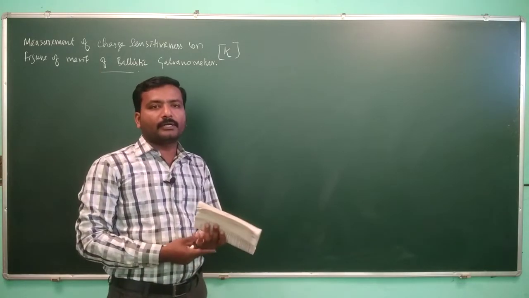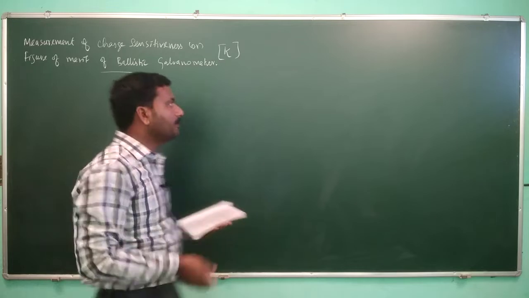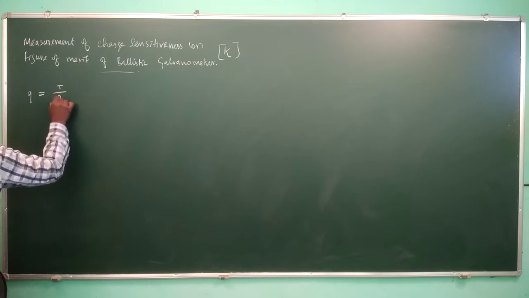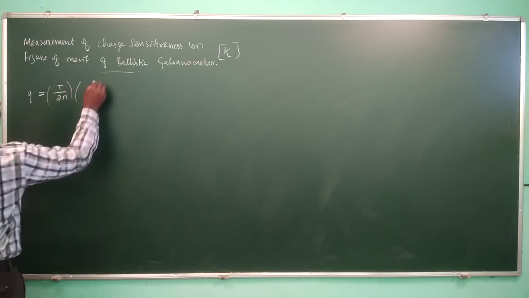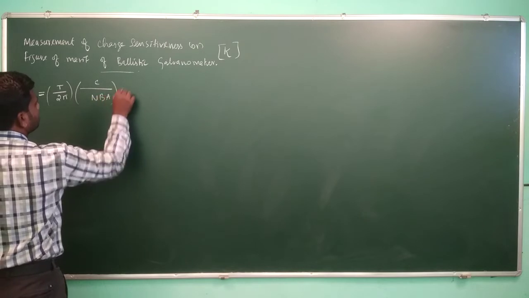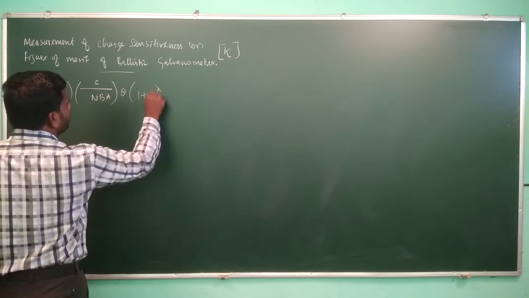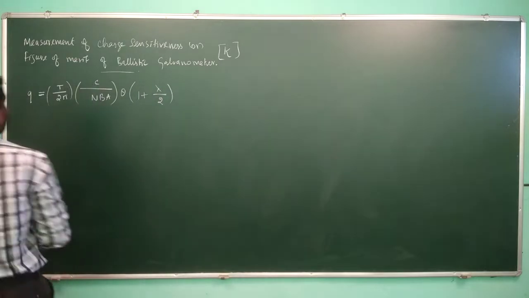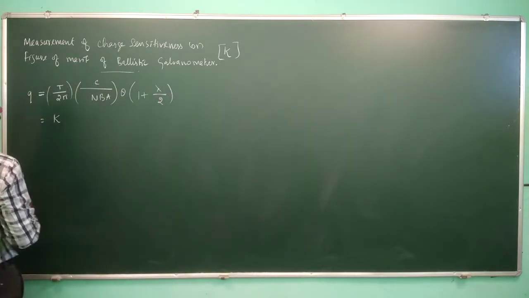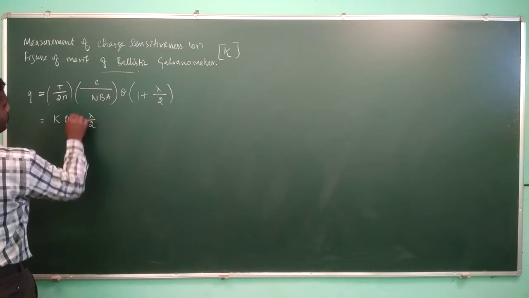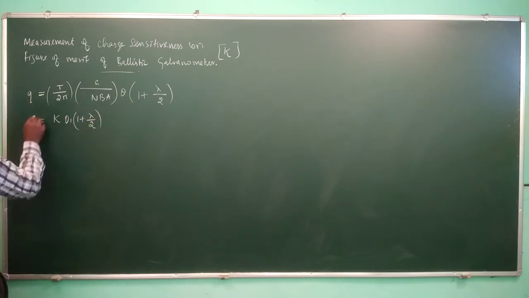What is the equation for passing the charge through the ballistic galvanometer? The equation to measure the charge that is passed through the ballistic galvanometer is T = 2π/(C·NBA)... that is, Q = (T/2π)(C/NBA) θ1(1 + λ/2). And this you can write as K times θ1(1 + λ/2) as Q.